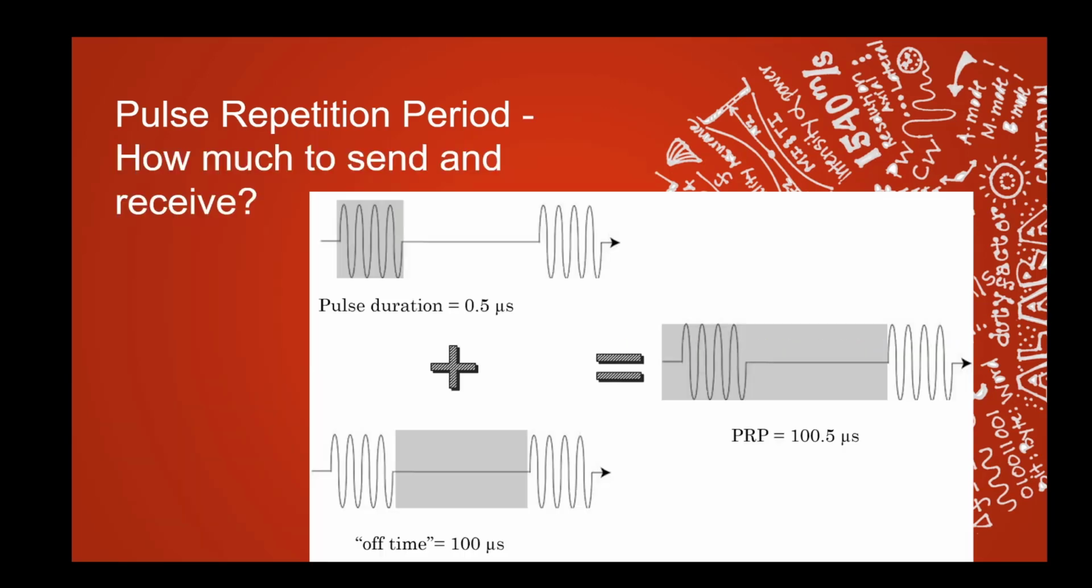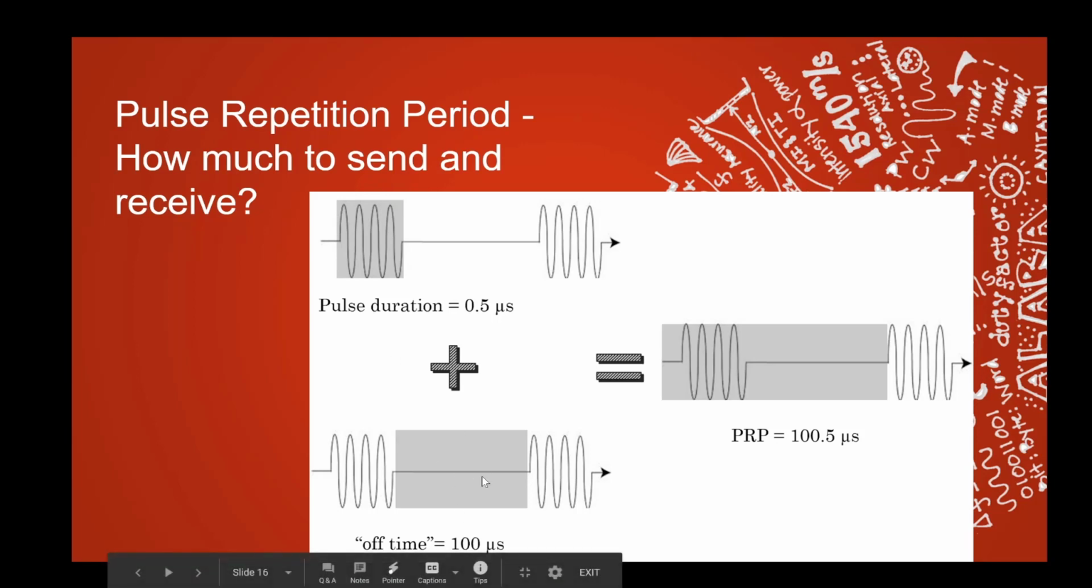So again, we are defining pulse repetition period as the time that it takes from the beginning of one pulse to the time of the next pulse. So pulse repetition period is going to include both the pulse duration and that listening time, that off time. How much time is in between there? So when you add the pulse duration and the off time, you get your PRP.